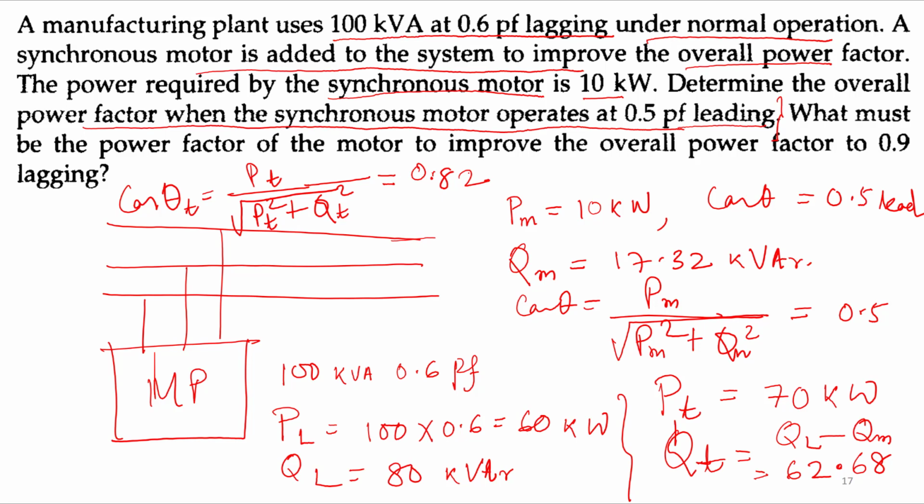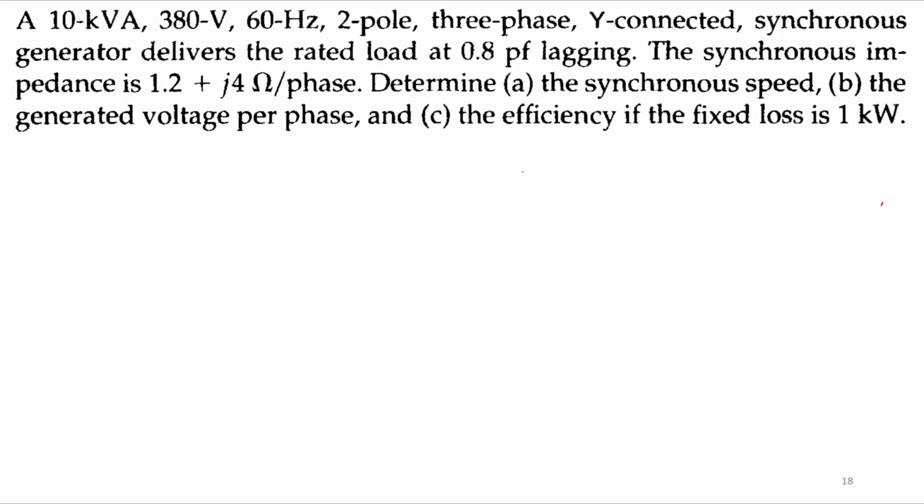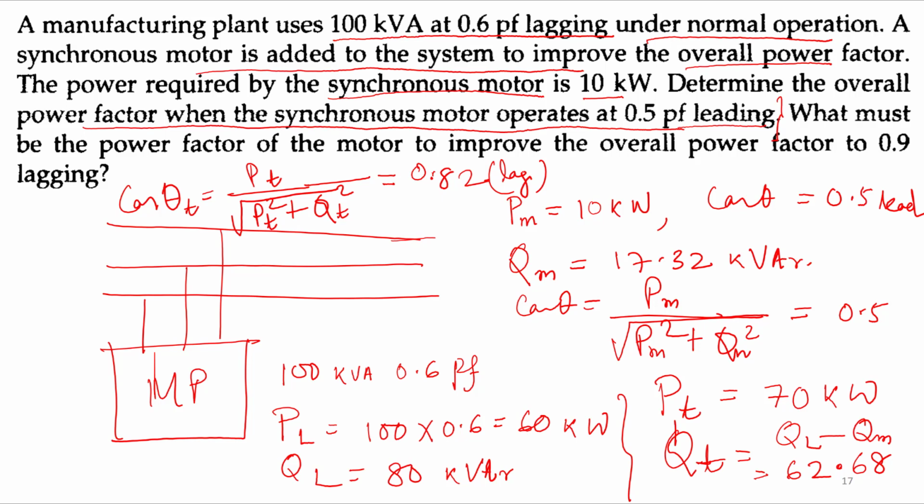What must be the power factor of the motor to improve the overall power factor to 0.9 lagging? So this is also 0.82 lagging. Okay. Now we need to find the power factor of the motor so that your power factor will be improved to 0.9. Can you do this?